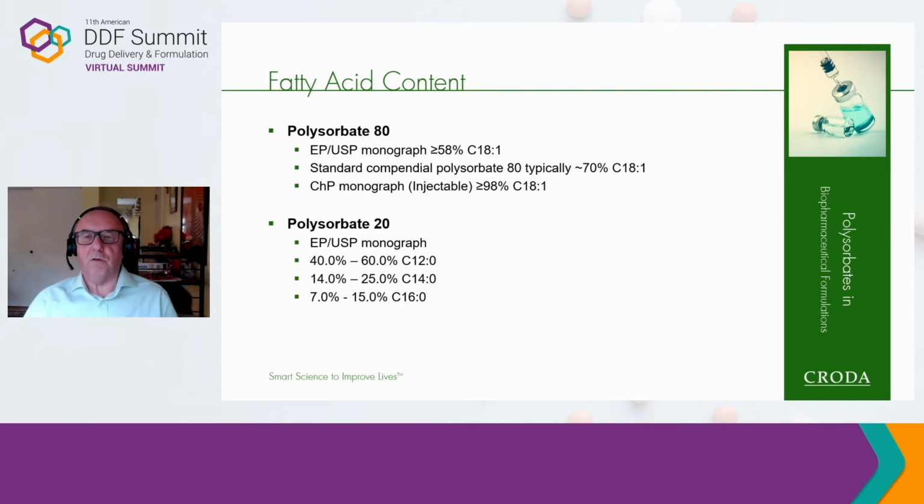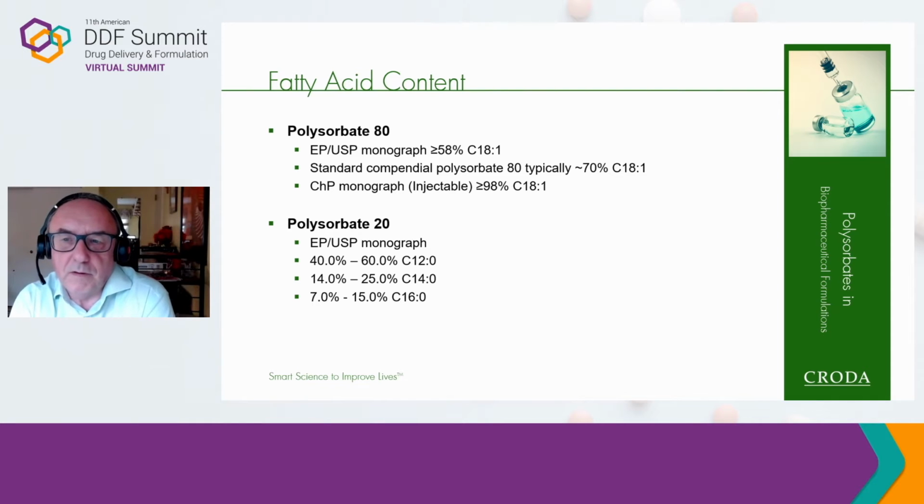It's worth noting that with the exception of the Chinese pharmacopoeia, polysorbate 80, the fatty acid content is essentially a mixture, as mentioned previously. For example, with polysorbate 80, you have a minimum requirement for the European and US monographs of being greater than or equal to 58% of oleic acid. Typically, though, in most products, it's around about 70%.